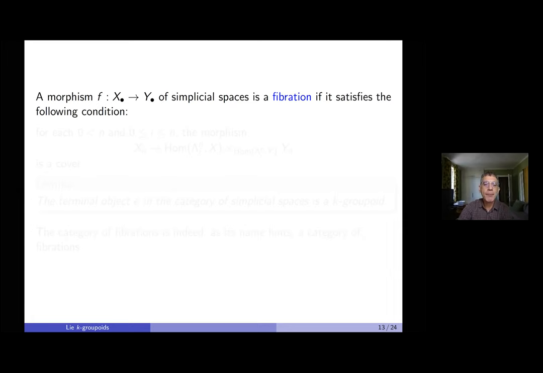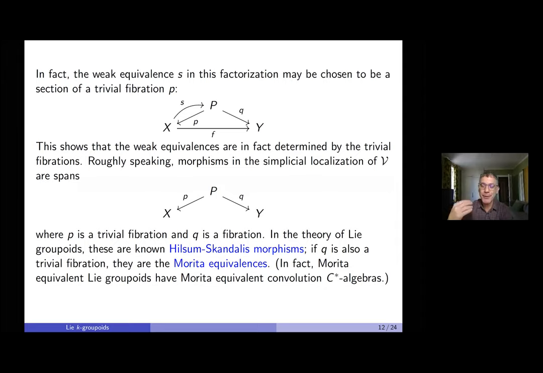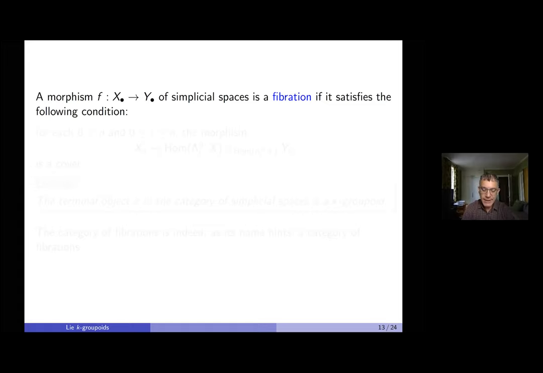I have just barely time to mention that already the theory of manifolds is a good example of this. If I think of a manifold as an atlas, then the Morita equivalences, the weak equivalences, are precisely the diffeomorphisms, and so the simplicial localization is given by inverting these. Okay, so now I'm going to tell you what the category of fibrant objects of Lie n-groupoids is. That's the main technical result of my talk.